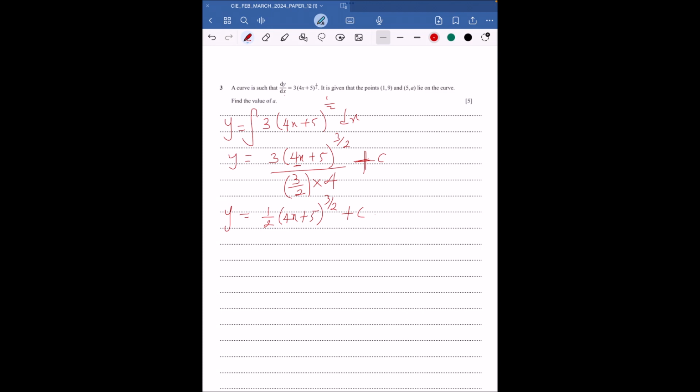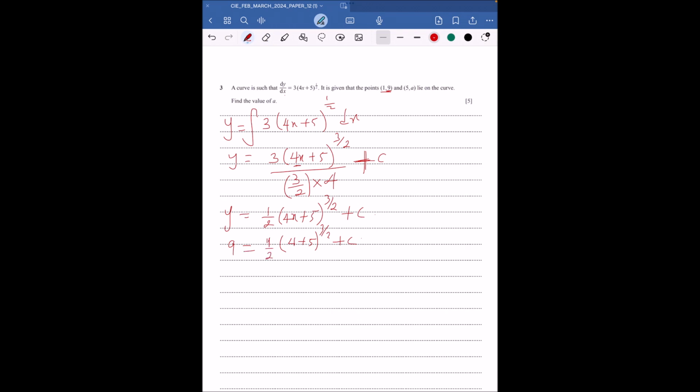Okay. So we can substitute our value to find c. So 9 equals 1/2 times (4 times 1 is 4, plus 5) to the power of 3/2 plus c. From here, don't be tempted to cross multiply. You can't do that because of this c. That's what some of you will do first, depending on the route you took. So you can't cross multiply.